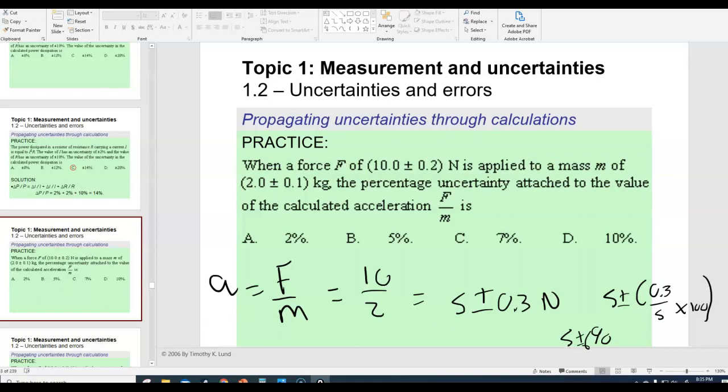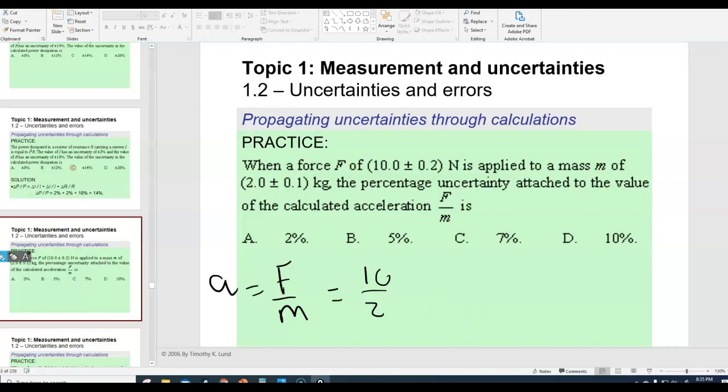If you follow the uncertainty calculation guidelines, what you should do is, hey, I'm dividing, and the rule says that when you multiply or divide, you add the percent uncertainties. The problem is that we do not have the percent uncertainty in F or the percent uncertainty in m. So even though we can divide the values, we cannot deal with the uncertainties until we convert both of these to percent uncertainty. So F would be 10 plus or minus 0.2 over 10 times 100. That would be 10.0 plus or minus 2%.